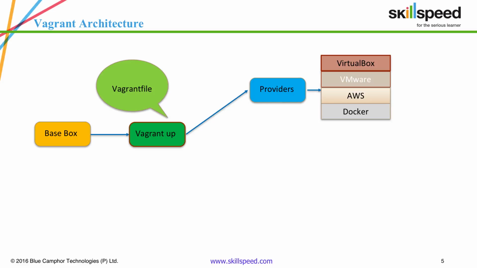So what happens if you are using VirtualBox as a provider? Vagrant will create a VirtualBox machine for you at the back end. If you're using VMware, let's say Fusion or Workstation, it will create a VMware virtual machine for you at the back end. If you're using AWS as your provider, then it will spin up an EC2 AWS instance for you. Similarly, if you're using Docker as your Vagrant provider, then the moment you run vagrant up, it will create a Docker container for you as per the requirements given inside the Vagrantfile.